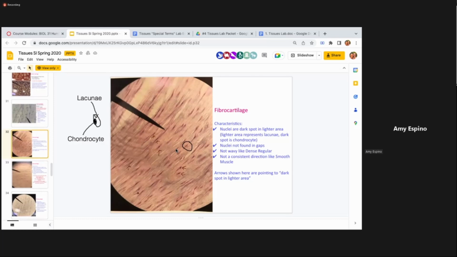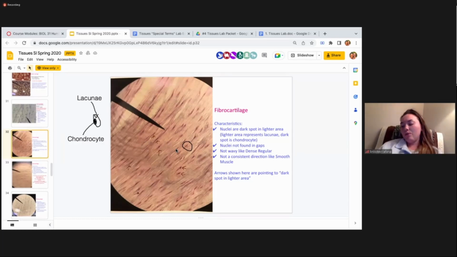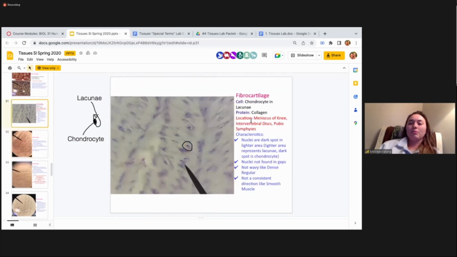Okay. So you're not going to have to label that on the lab exam. That's not what we're really interested in you labeling. We're looking for, do you know that it's fibrocartilage, which honestly for most people is 90% of the battle, because like I said, it's kind of hard to tell apart. And then location. The location of fibrocartilage: the meniscus of the knee, intervertebral disc, pubic symphysis.